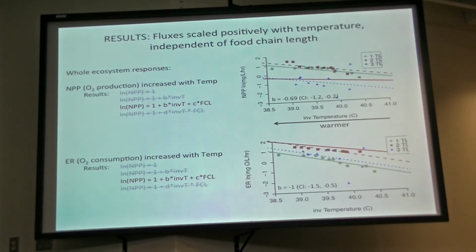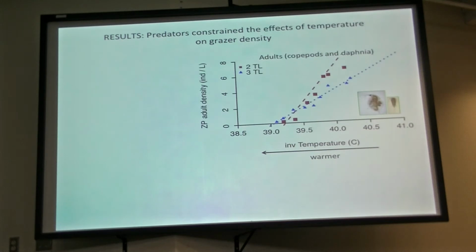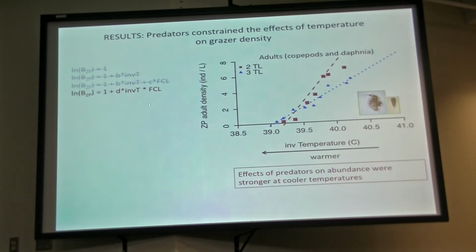So these are the fluxes. I was previously talking about dynamics, right? So we want to know how these go together. The zooplankton trajectory is qualitatively similar to our prediction. We see a decline in zooplankton abundance with warming, as we predicted and saw for a true 2 trophic level system. But we see effects of predators on that temperature dependence of grazers, and the effect of predators is much stronger at cold temperatures and basically disappears at high temperatures. So there is an interaction between food chain length and temperature on the abundance of grazers.